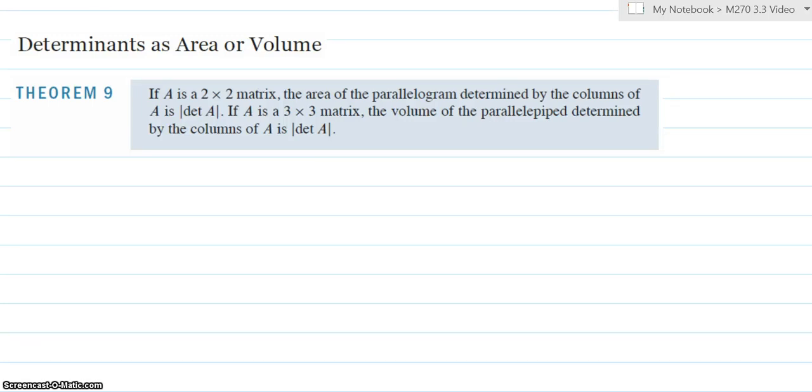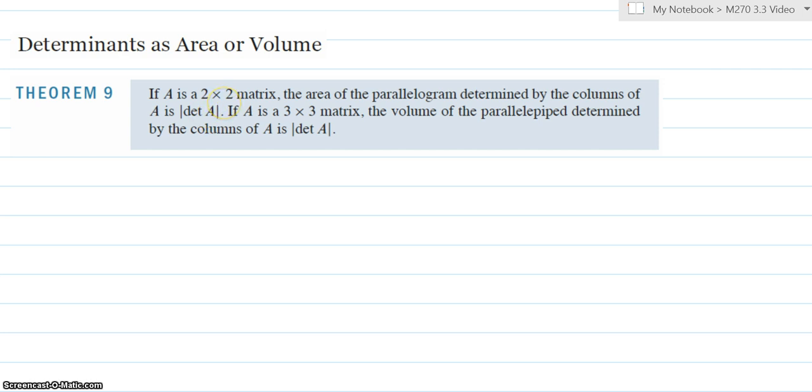Hello again. In this video, we're going to look at the determinants as area or volume. This is the last video on determinants. Let's start by looking at the following theorem. If A is a 2 by 2 matrix, then the area of the parallelogram determined by the columns of A is just the absolute value of the determinant of A.